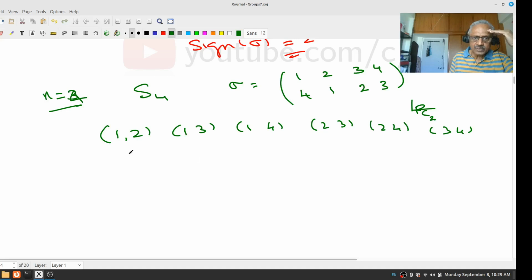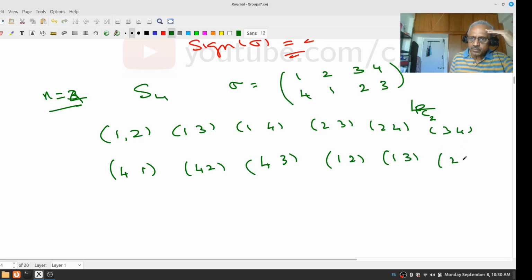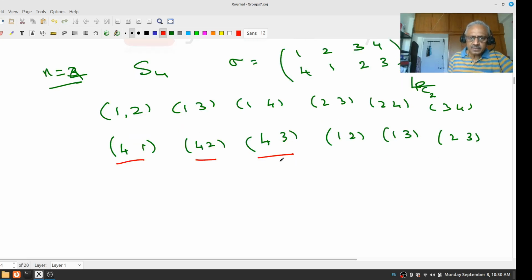Now let's see what happens to (1, 2). 1 goes to 4 and 2 goes to 1, and similarly for the others: 4 and 3 goes to 2, again 4 goes to 3, 2 goes to 1 and 3 goes to 2, 4 goes to 3. Therefore what are the inversions? This is an inversion, this is an inversion, this is an inversion, right? Therefore the sign of sigma is (-1) to the power 3, which is -1.